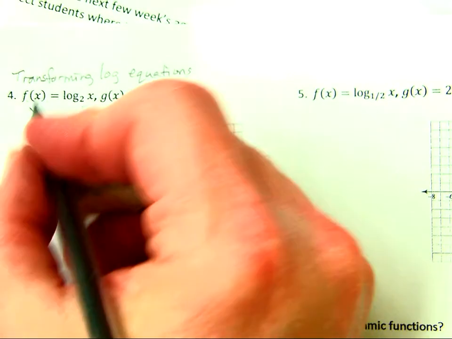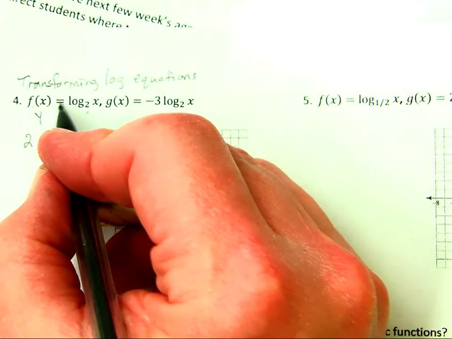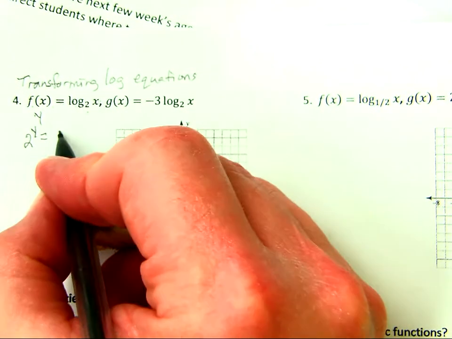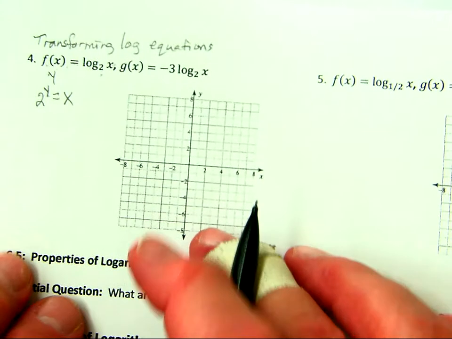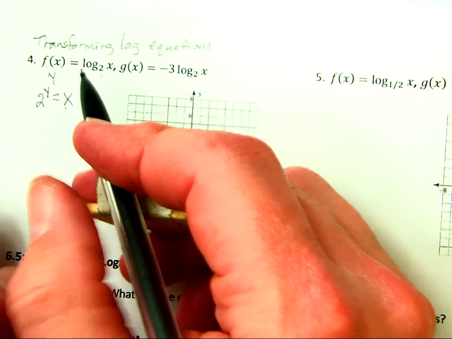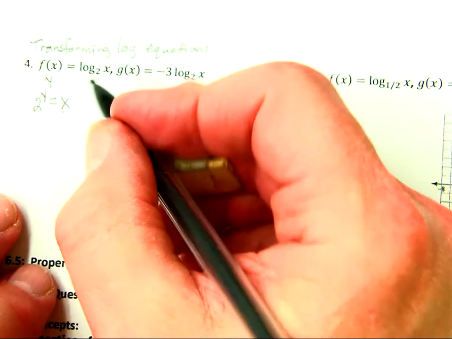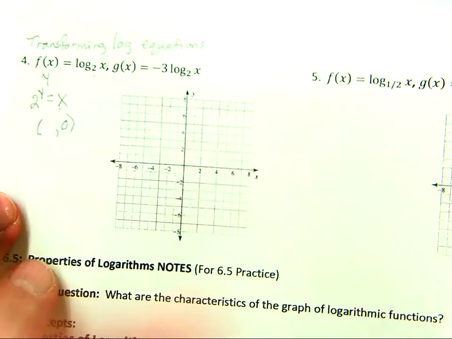Remember, we start with the base, so the base is 2. The exponent, a log is an exponent, so the exponent is y equals our value, which is x. So that would be that same equation as an exponential. We're going to plug into that, only we're going to plug numbers in for y instead of x, because y is our exponent. So when we plug in points, I'm going to put 0 in for y.